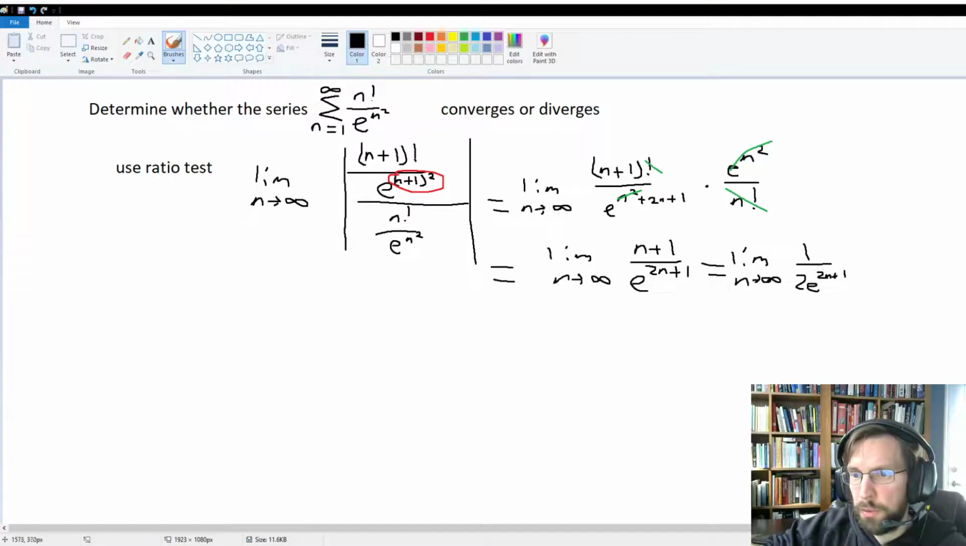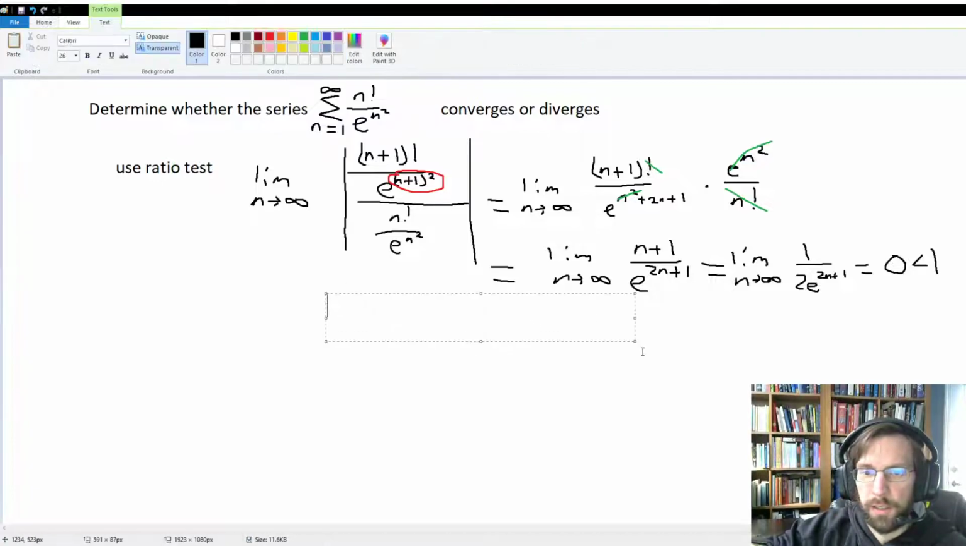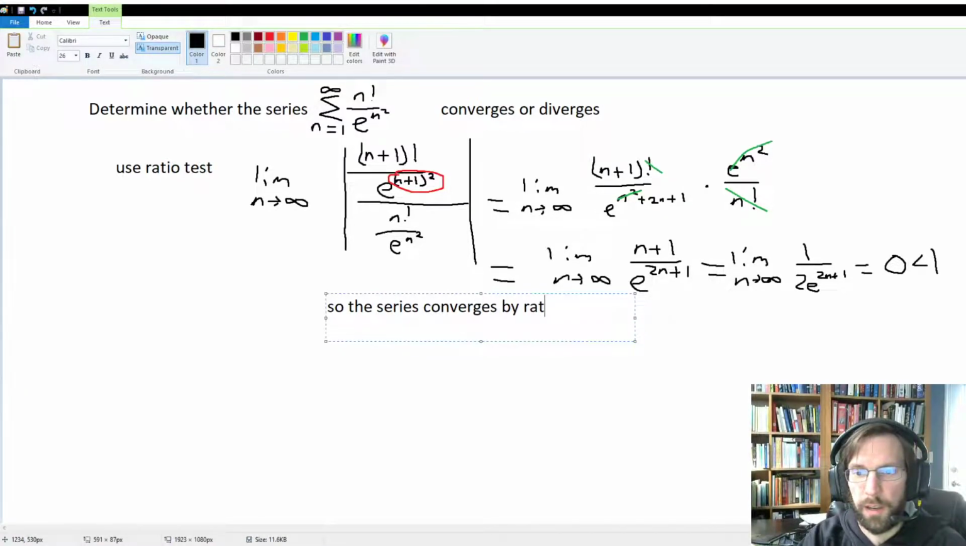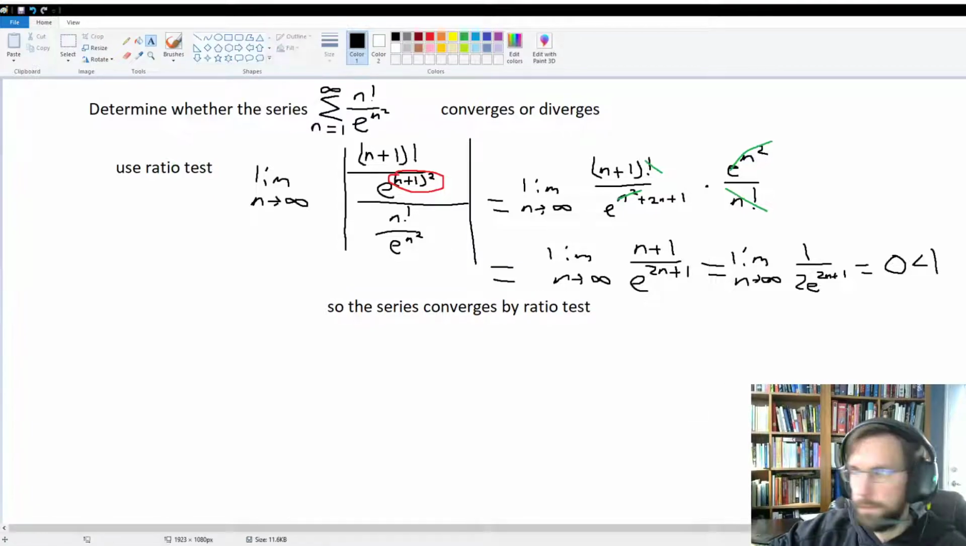And then as n gets really, really big, we get 1 over a really, really, really big number. So that should be 0. And 0 we can agree on is less than 1. And what this tells us then is the series converges by ratio test.